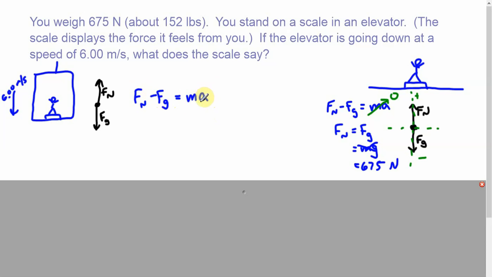Now what's our acceleration? The elevator is going down at a speed of 6 meters per second. Presumably that's constant, right? The way this is phrased, it's just staying at 6 meters per second. That's a velocity, that's a speed. And if it's staying constant, there's no acceleration. So again, this is 0. There is no acceleration. So everything plays out the same.